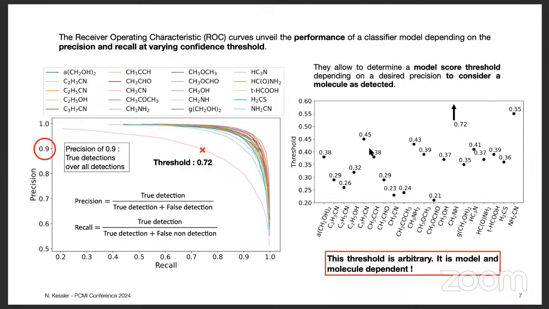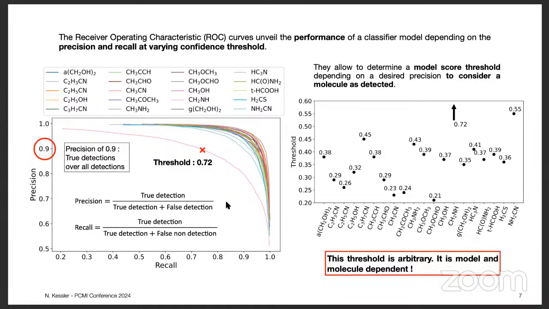Once we have a model, we can test its performance. What is very useful are the receiver operating characteristic (ROC) curves, that is, the precision as a function of recall, and there are relations between true detection, false detection, and false non-detection at varying confidence thresholds. When we train a neural network, we want to maximize the area under this ROC curve. Here, for instance, we can see that for the molecule CH2NH, the area under the ROC curve is lower than the others, so we expect a lower performance.